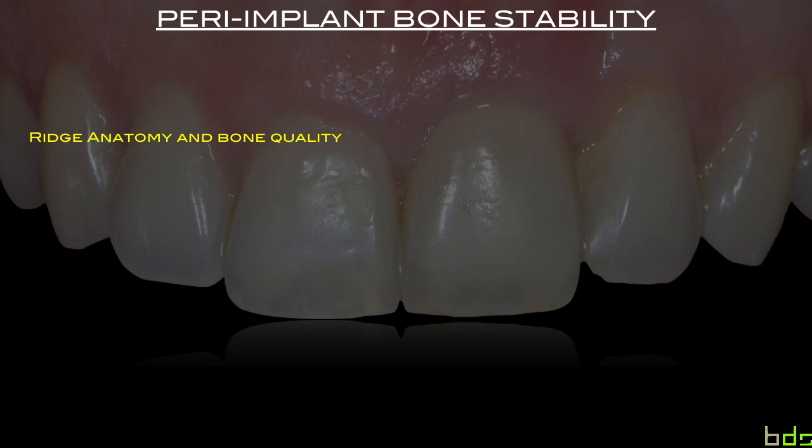It's depending on the ridge anatomy, on bone quality. Is it a ridge that needs augmentation? Is it a bone quality that is of poor bone quality? Obviously, the bone does not resist as well. It's depending on the prosthetic reconstruction. Am I using a cement or a screw retained? Do I have leakage underneath a screw-retained multi-unit type of prosthesis? And we all know that.